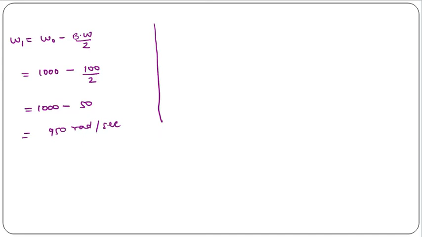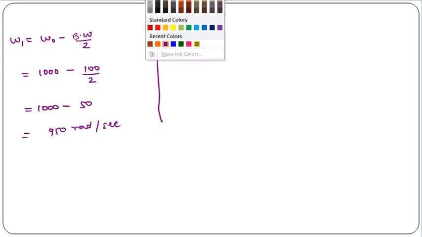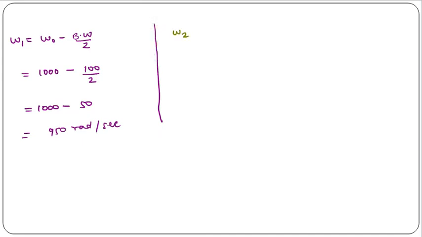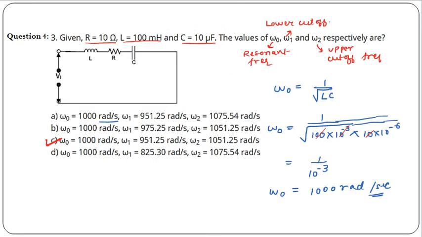Next we will see omega 2. Omega 2 will be equal to omega naught plus bandwidth by 2. So this will be 1000 plus 100 by 2, so this is 1000 plus 50, that is 1050 radian per second. So omega 1 we are getting as 950 and omega 2 is 1050.